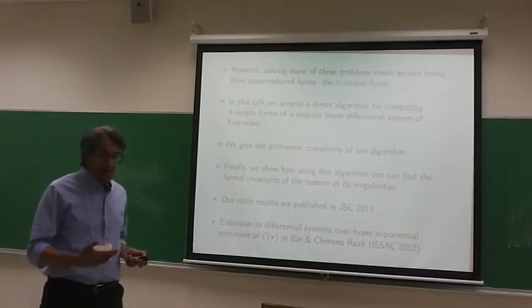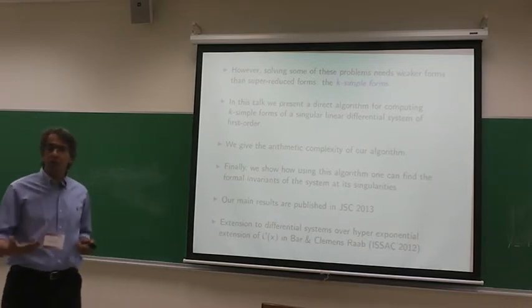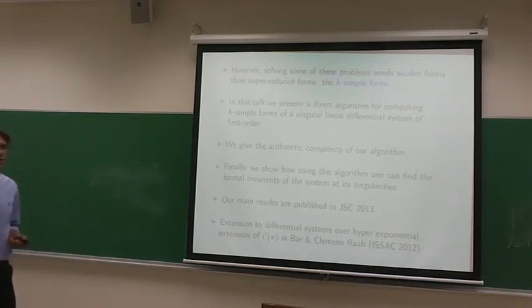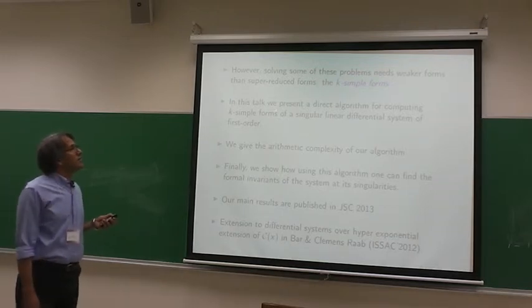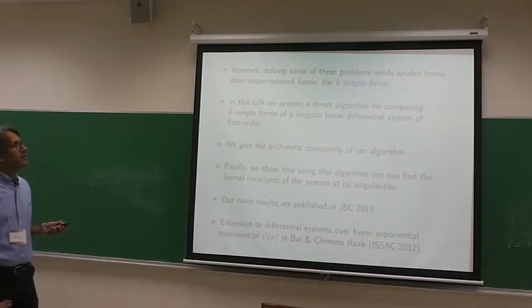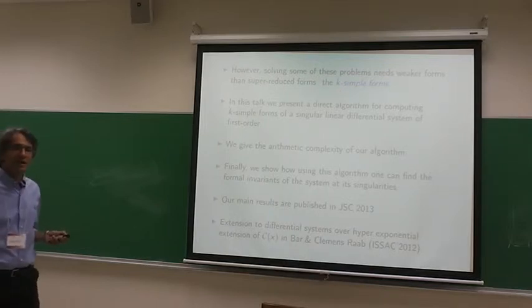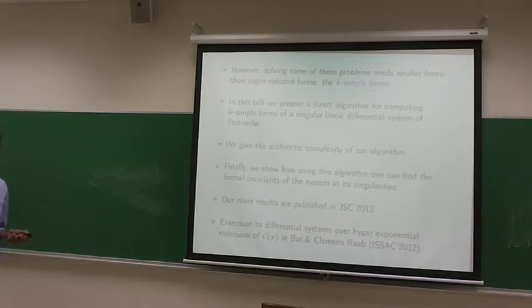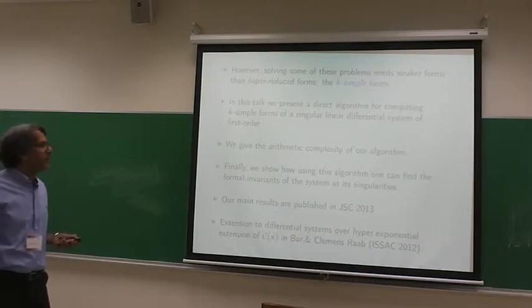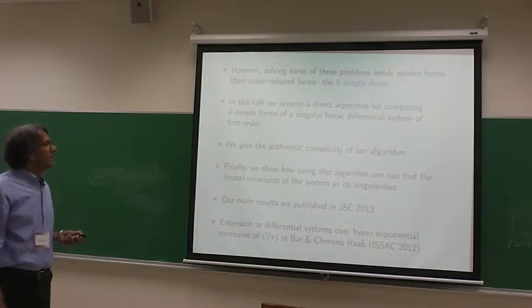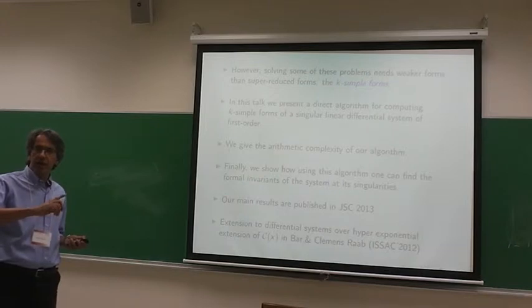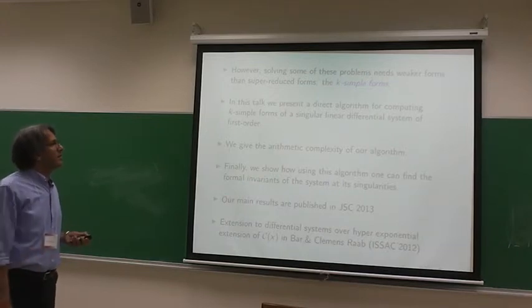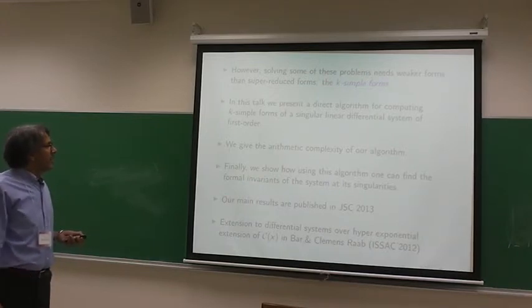And in fact, the super-reduced forms are too strong for what we in general want to get. So I introduced so-called k-simple forms. They are weaker forms, and the talk today is about how to compute them directly without passing by reduced forms. By the way, the super-reduced form gives these k-simple forms.